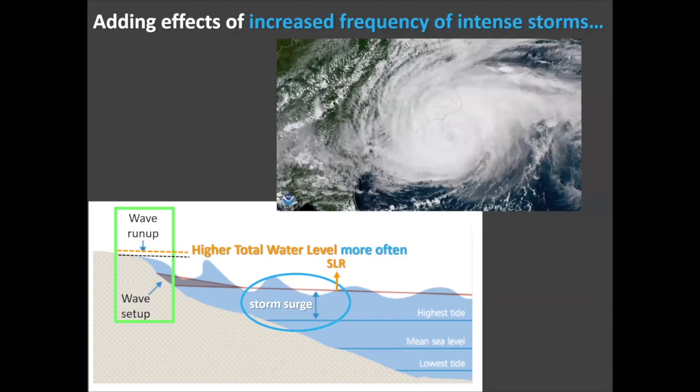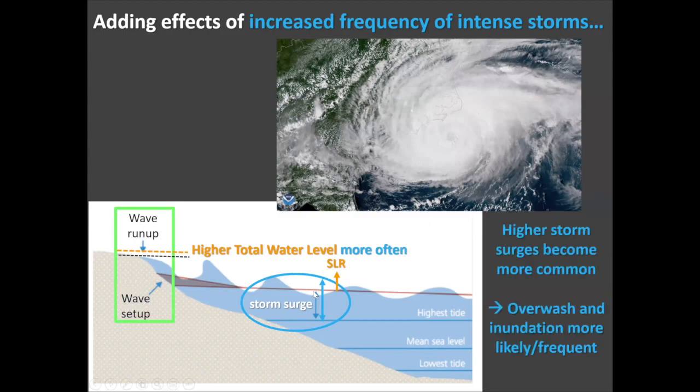And then there's also an expectation that we'll see an increase in the frequency of major hurricanes in the future. So these would be hurricanes category 3 through 5. And of course, the bigger the storm, the higher the storm surge is likely to be. And if we have higher storm surges that are more often, this will again tend to increase the frequency and the likelihood of overwash and inundation occurring during storms.